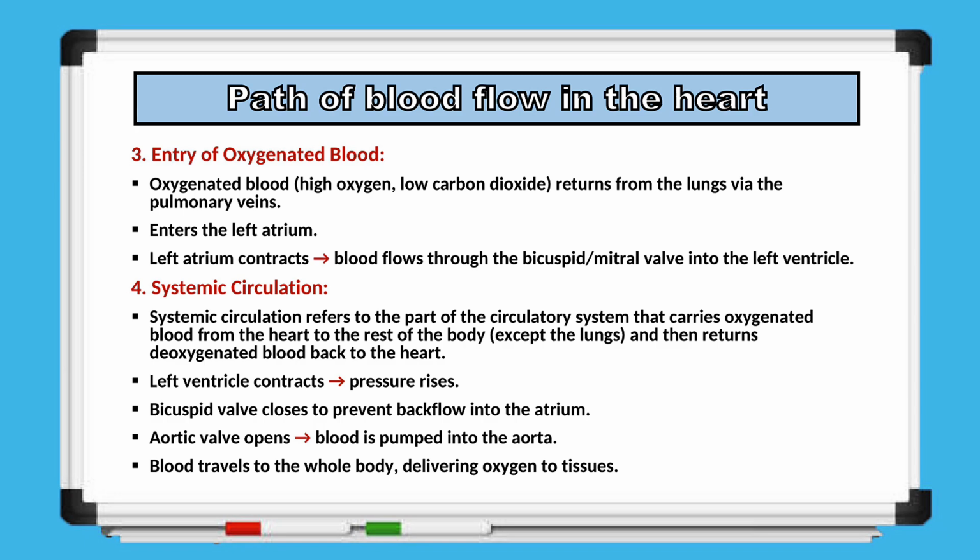From there, it travels throughout the body, delivering oxygen to all the tissues and organs. This movement completes the systemic circulation, which carries oxygen-rich blood from the heart to the body and brings deoxygenated blood back to the heart to start the cycle again.